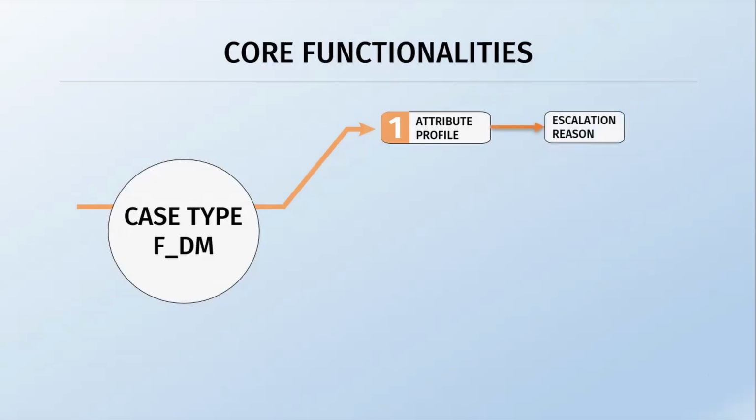So second is the escalation reason. The attribute profile also stores additional details like escalation reasons, which helps categorize cases and triggers escalations whenever required. So that escalation reason that we maintain will be assigned to my attribute profile, and that attribute profile will be assigned to my case type.